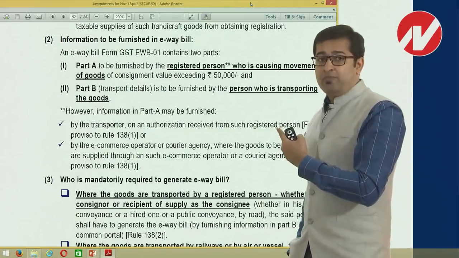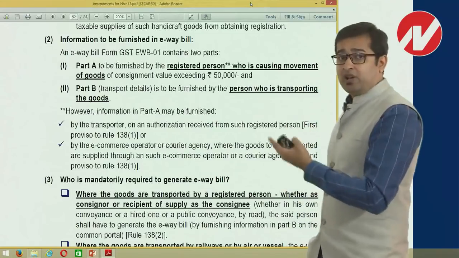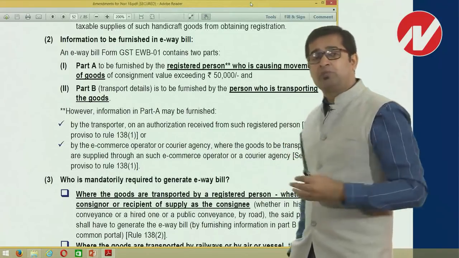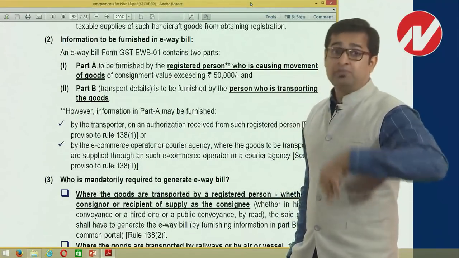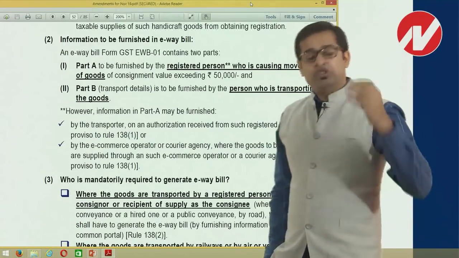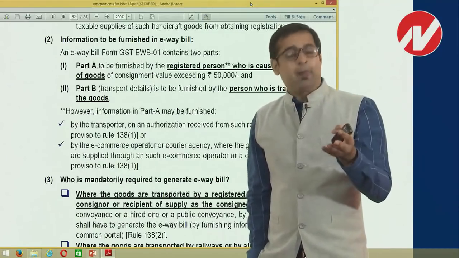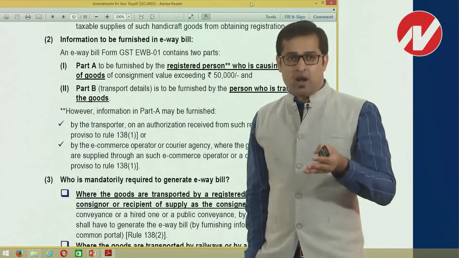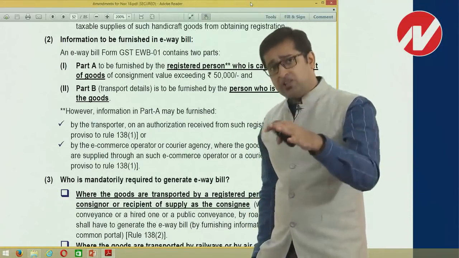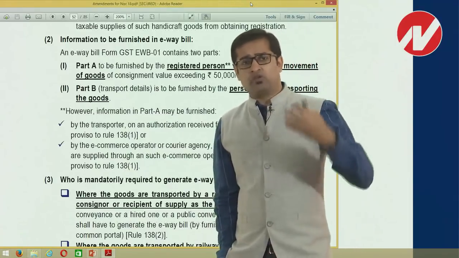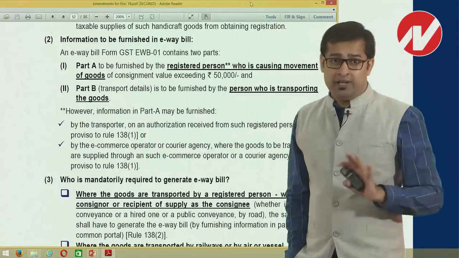It may so happen that a transporter is furnishing part A when he has obtained an authorization from such registered person. So let us say I am a supplier. I am moving goods from one place to another place. Generally I submit the details in part A. Let us say I am registered but I am not doing it, my recipient is registered, he can submit these details. So either the supplier or the recipient furnishes the details in part A.